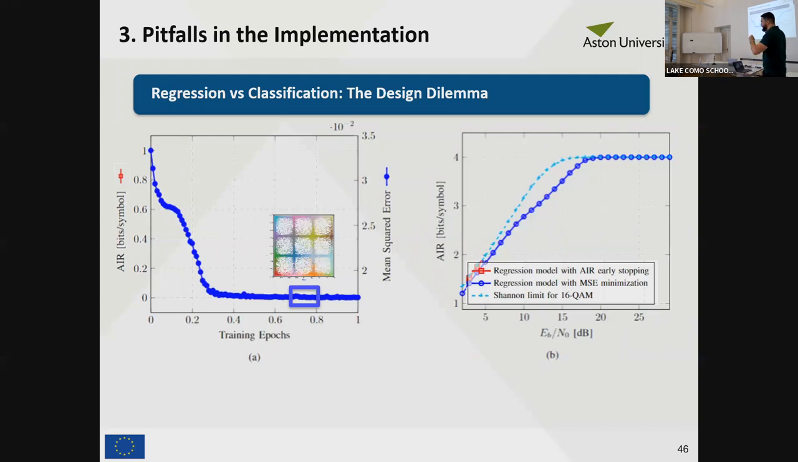Light blue is what the AWGN channel gives you in terms of performance. This is the achievable information rate. Think about performance. And the blue one is this one. So 15 years ago, it was well known in the information theory field: please don't use mean square error, because you're going to underestimate your result in this way. So it's not a good solution for our problem.